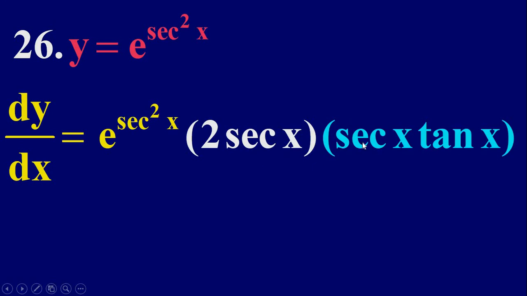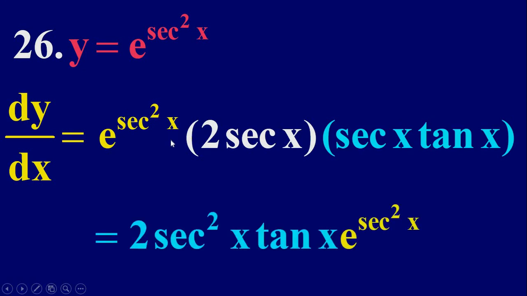And we can multiply this. It is 2 into secant x is secant square x into tan x into e power secant square x. So it is 2 secant square x tan x into e to the power secant square x.